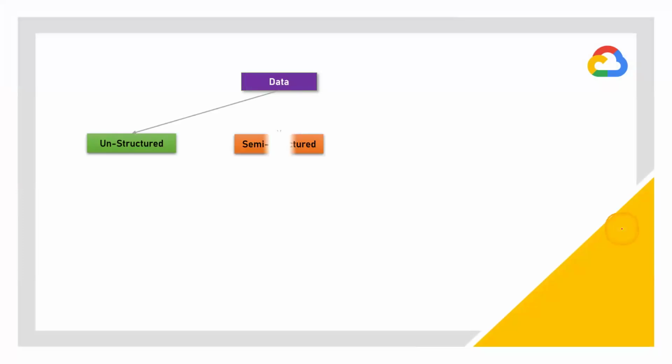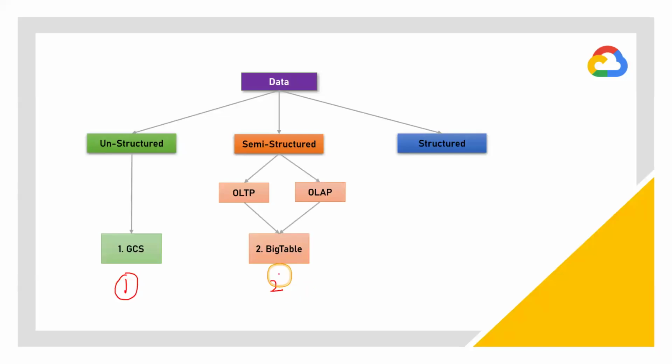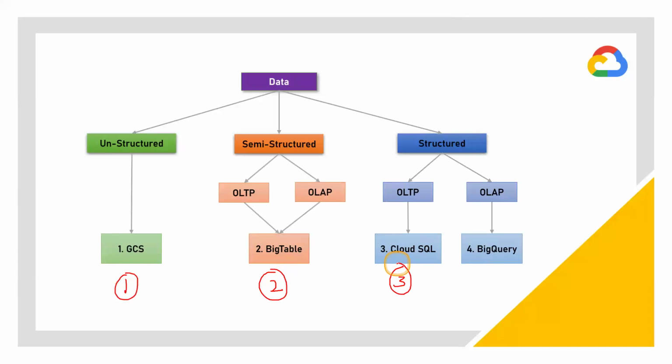Okay, so let me start with the data. We now know that data is categorized into three categories: unstructured data, semi-structured data, and structured data. To deal with unstructured data in the Google Cloud Platform, you have Google Cloud Storage, that is one. For semi-structured data, we have Bigtable, that is two. To work with structured data in OLTP, we have Cloud SQL, that is three. For OLAP, we are covering BigQuery, that is four.